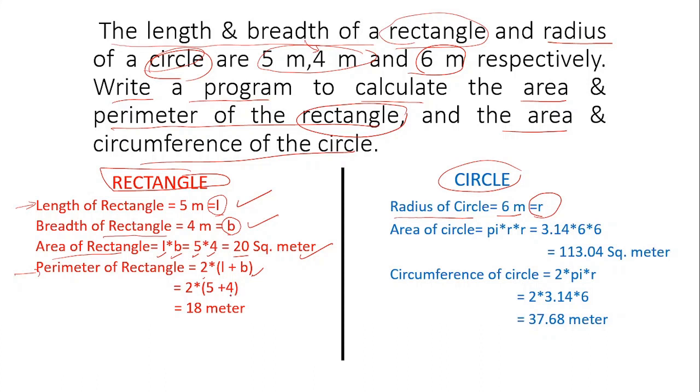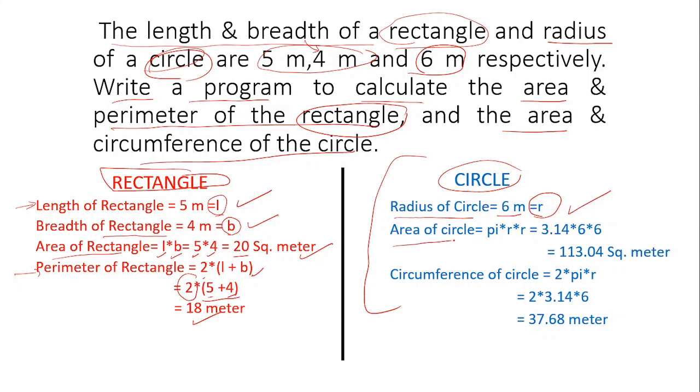Means we have to firstly add the length and breadth. Length is given as 5, breadth is given as 4, and we have to take twice of this, which is 18 meter. Likewise, in the case of the circle, we are given the radius 6 meter.